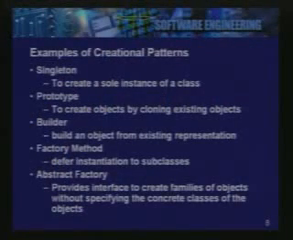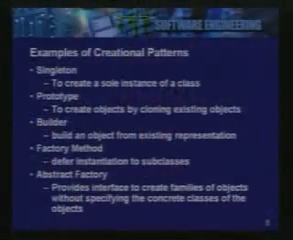Builder pattern creates an object from an existing representation. There is something existing from which you have to create an object. Factory method defers instantiation to subclasses so that you can have polymorphism on creational methods. An abstract factory provides an interface to create families of objects without specifying the concrete classes of the object. So these are various kinds of creational patterns. We are only going to go through one or two examples in this lecture.